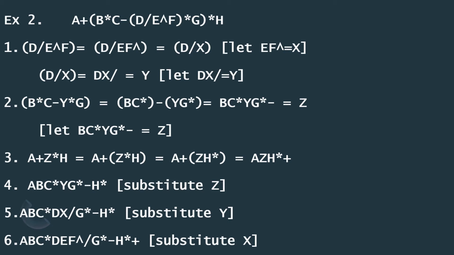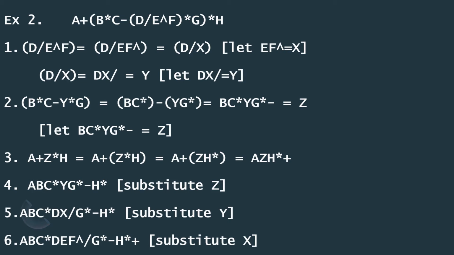First of all, we will start with the operations which are inside the bracket, that is d division e to the power f. Within that there are two operations, division and exponentiation. Exponentiation has the higher priority, so that will be done first. So it will become d division ef exponentiation, like this. That is the postfix notation.